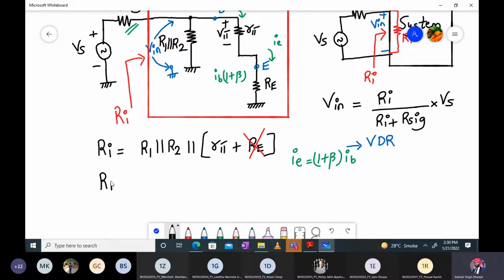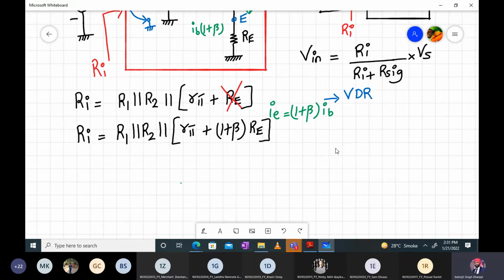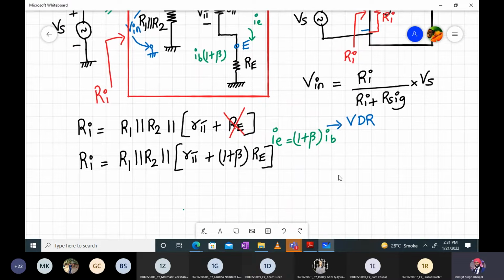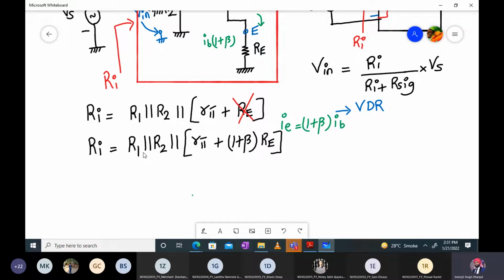So what you will write is, Ri will be equal to R1 parallel to R2 parallel to R pi plus 1 plus beta times Re. So this is the huge value of Ri. Are you getting the point? If you don't include your bypass capacitor, this is how complex it becomes. Now what you have to do is, we have to calculate Ri individually. I don't know whether we have done that before.